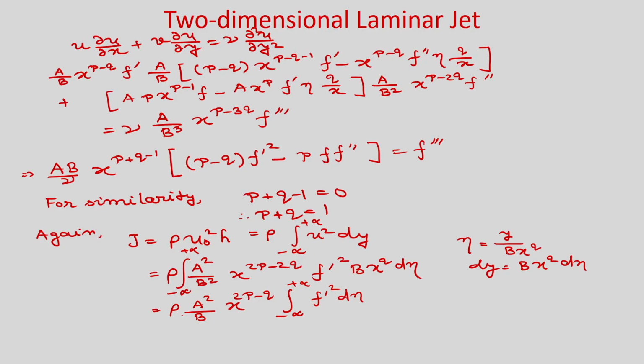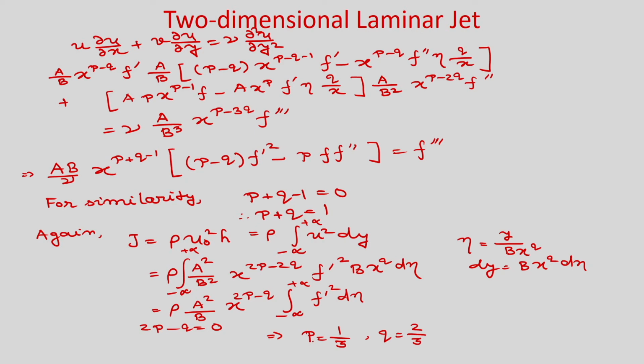So, this j as we have shown that it will be constant, right. So, to make it constant, this power of x must be 0. So, you can see that it will be constant for all x if twice p minus q is 0. So, that means twice p minus q is equal to 0. Okay. So, we have p plus q is equal to 1 and twice p minus q is equal to 0, that will give you p is equal to 1 by 3 and q is equal to 2 by 3.